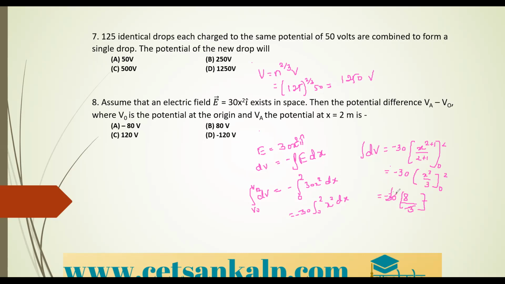So the 3s cancel, and 10 into 8 is 80 volt. The correct option is option A, minus 80 volt, because as you can see in the equation we have a minus sign. Therefore the correct option is option A, that is minus 80 volt. Okay students, I hope you understood this. Okay, next, let us see the next question.